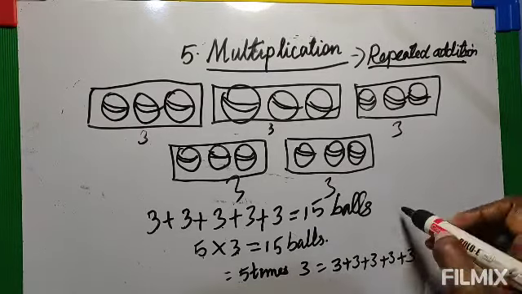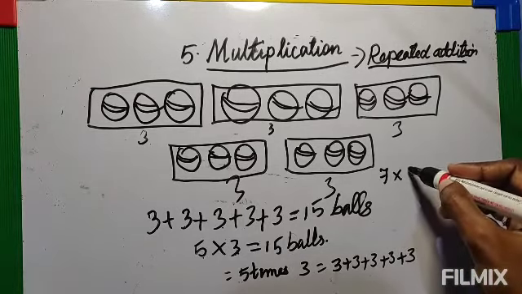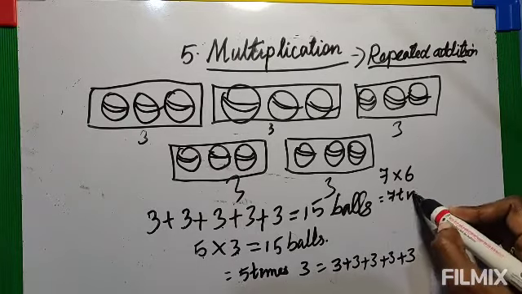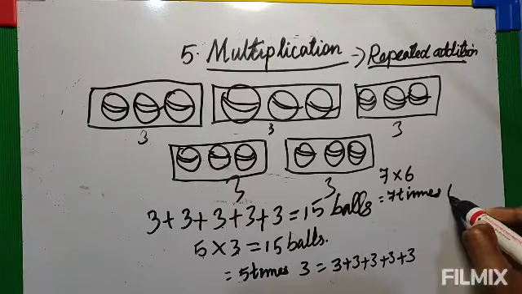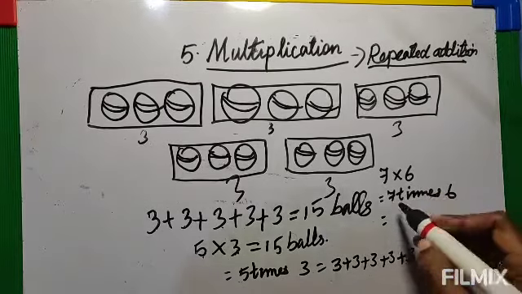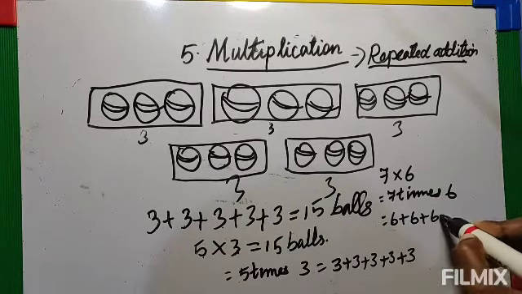Suppose there is another number, let me give 7 into 6. This one you can write as 7 times 6. Otherwise, 6 is added 7 times.